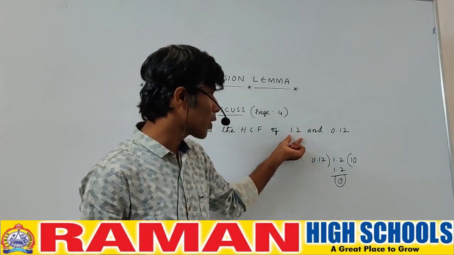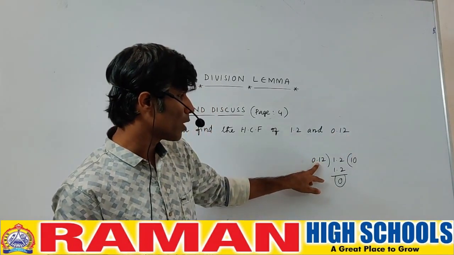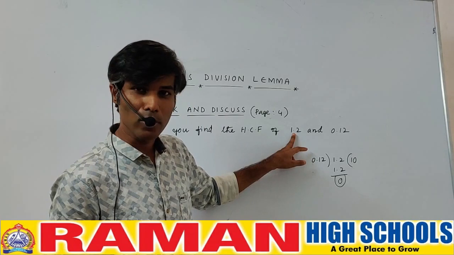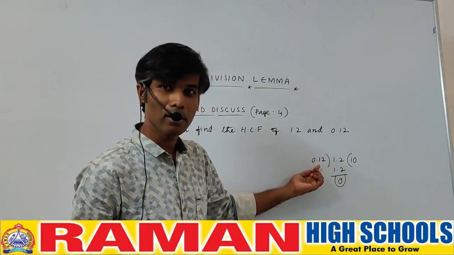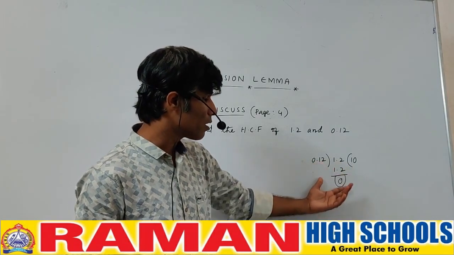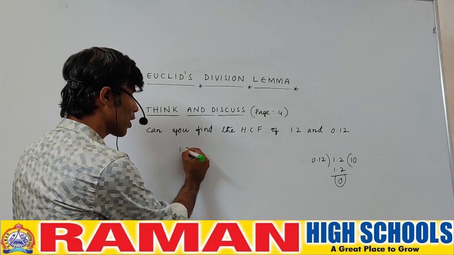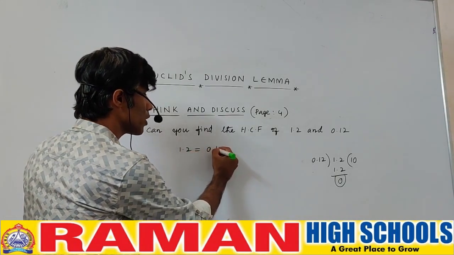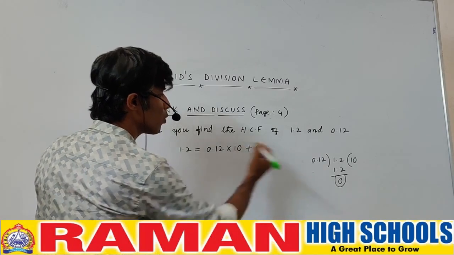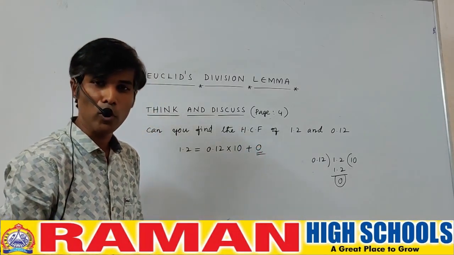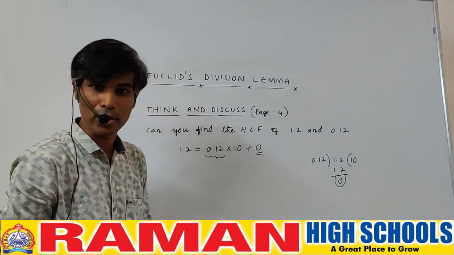Here in this 1.2 and 0.12, the smaller number is 0.12 and the greater number is 1.2. Every time you will divide the big number by the small number. On this division, the remainder you get, you can write as 1.2 equals 0.12 into 10 plus 0. Here you got remainder 0. If you are getting remainder 0, directly you can take this divisor as the HCF.